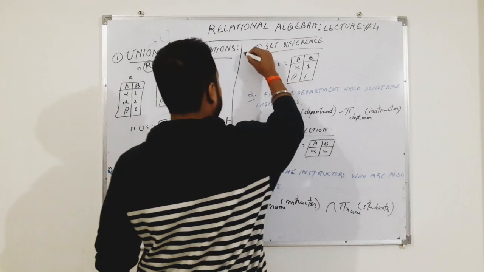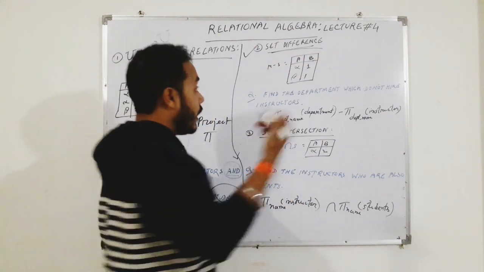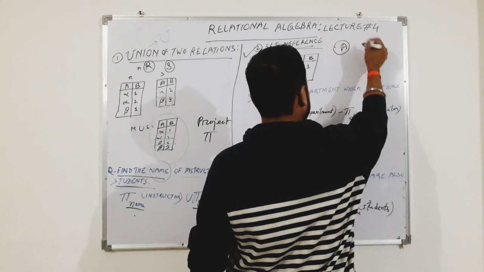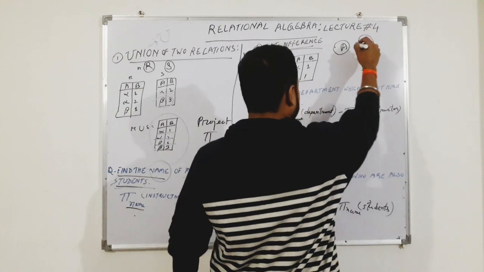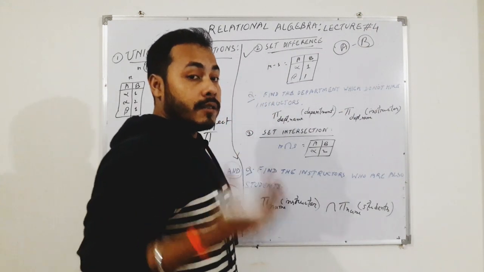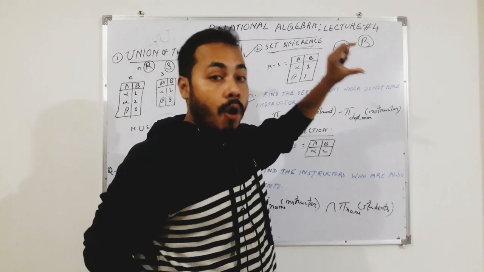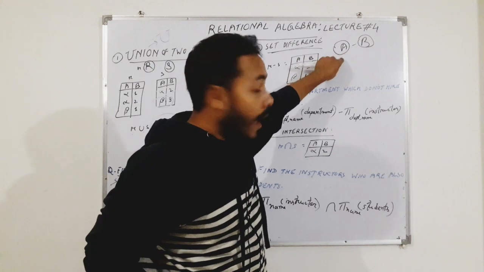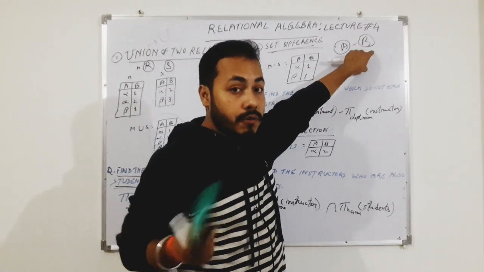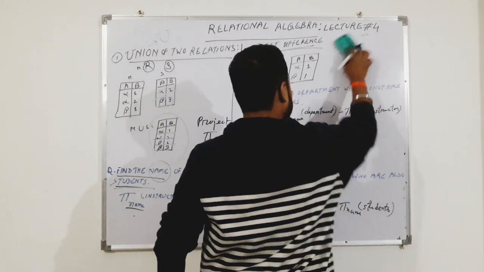The next operator is set difference. In set theory, suppose we have a set A and a set B. It is denoted by, of course, the minus symbol. What does it mean? A minus B will contain only those elements of A which are not present in B. You already know about that, but the same thing happens in relational algebra also.